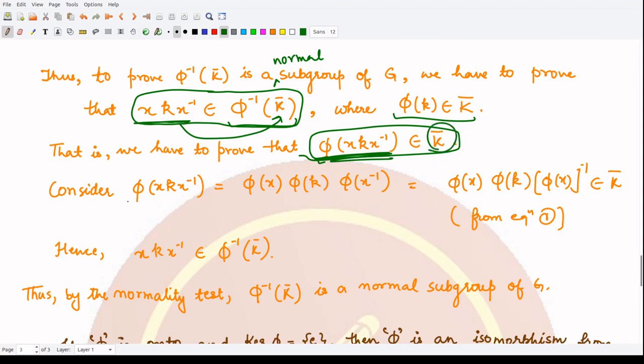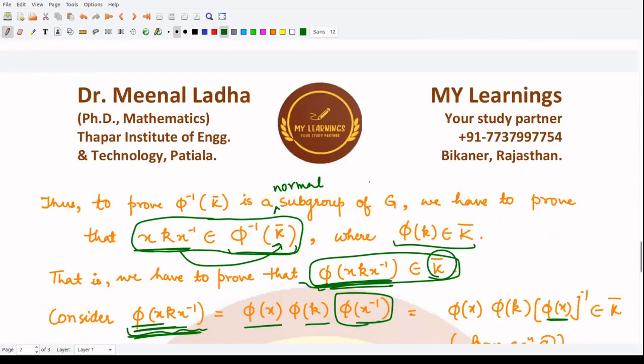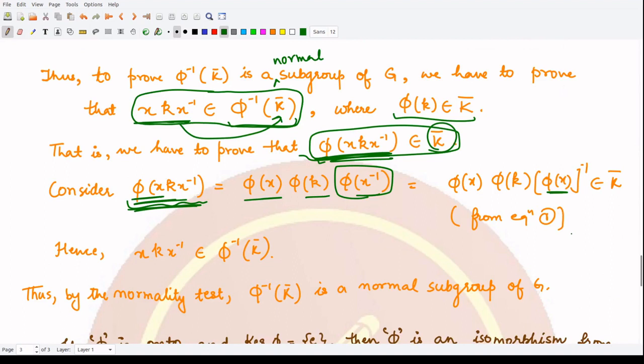So let's consider phi of x k x inverse. By the properties of homomorphism, because phi is an operation-preserving mapping, we can write it like this: phi of x, phi of k, and phi of x inverse, right. Now you can again write phi of x inverse as phi of x, whole inverse. Now from equation 1, you can clearly see that we have this present in K bar. Why? Because K bar is a normal subgroup of G bar, hence this is present in K bar from equation 1. Therefore, if this is so, what does it mean? It means that phi of x k x inverse belongs to K bar.